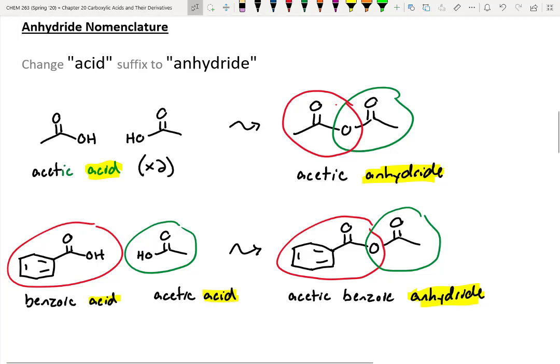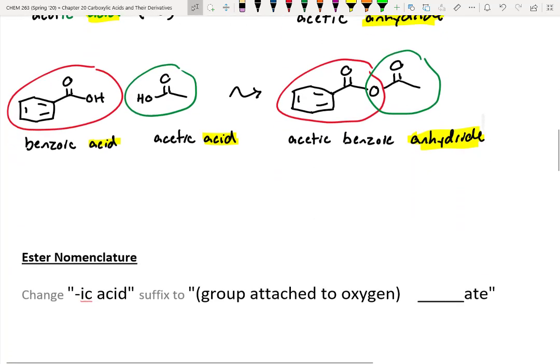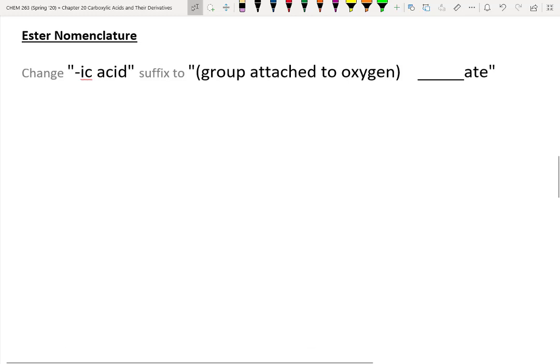All right, so the next one we need to look at are esters. And esters, in my opinion, are one of the more complicated ones to name because there's a few new parts. And I think the best way to show this is through an example situation. Let's take a look at this compound right here. You can see in the listing above, we need to change the ic acid suffix to something more complicated.